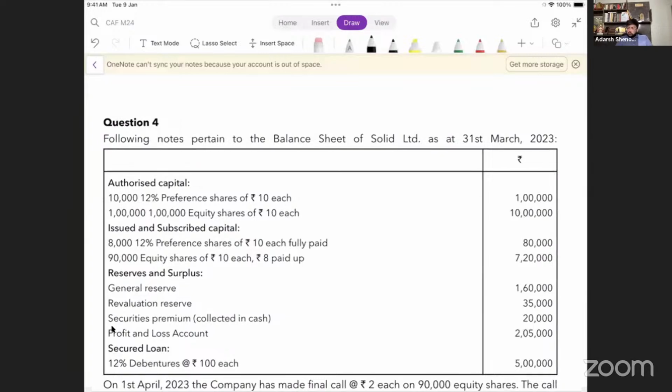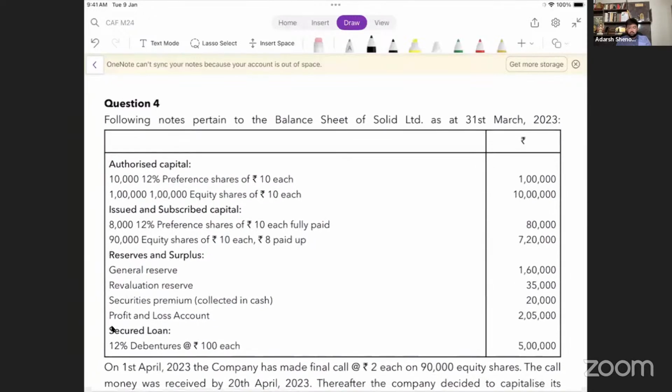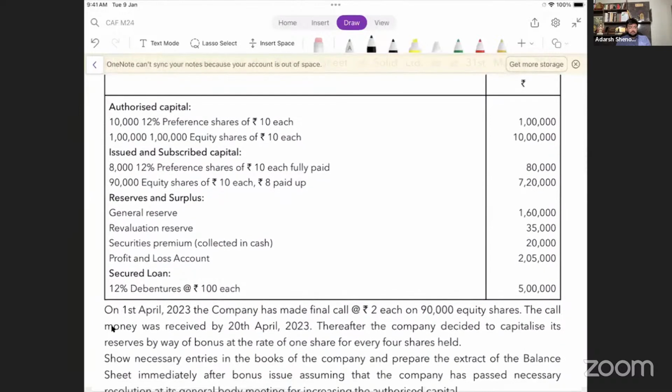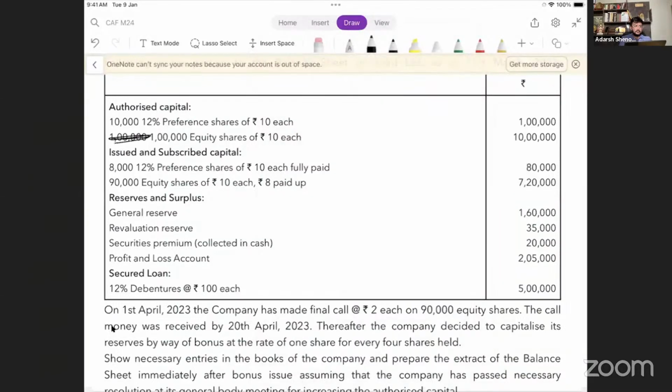Following notes pertain to the balance sheet of Solid Limited as of 31st March 2023. Authorized capital is given: 10,000 12% preference shares of rupees 10 each, 1 lakh. Then 1 lakh equity shares of rupees 10 each, 10 lakhs.